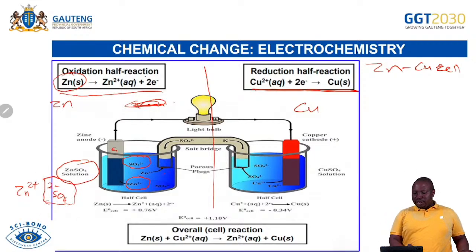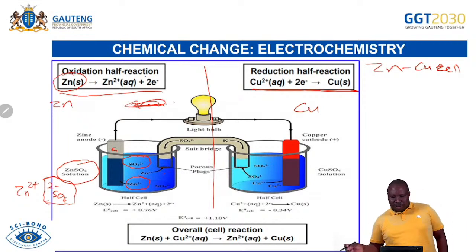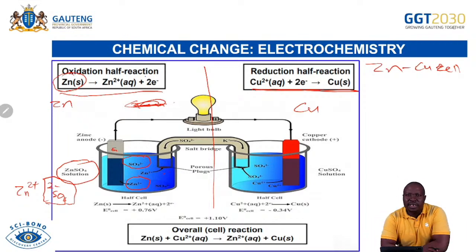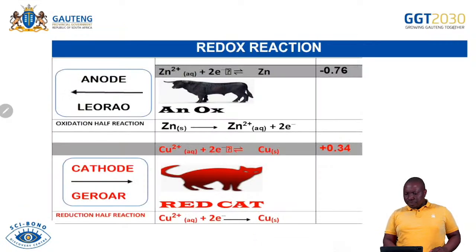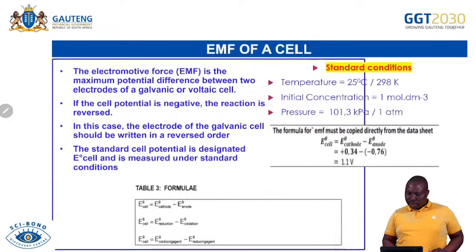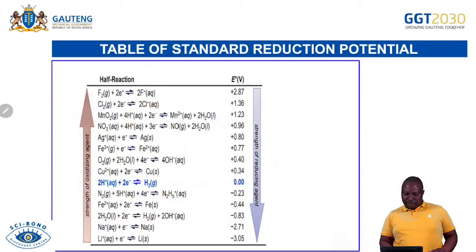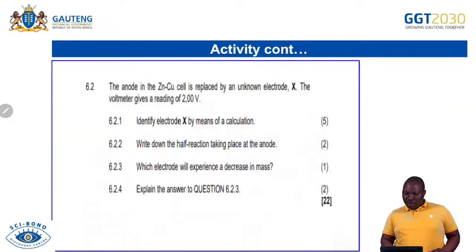Hence, when you look at this, zinc is the one that is going to lose electrons to become zinc 2+ plus 2 electrons, and then copper 2+ will gain electrons to become copper. I'm thinking that you're asking yourself a question: why is zinc the one losing electrons and copper 2+ the one gaining electrons? So I will come back. I just want to go to this slide that will help you understand how we came to that.